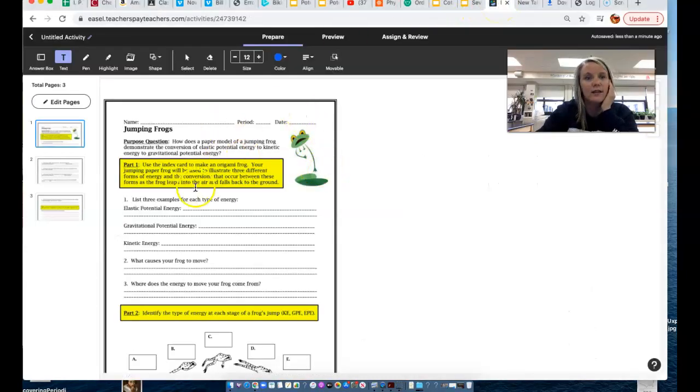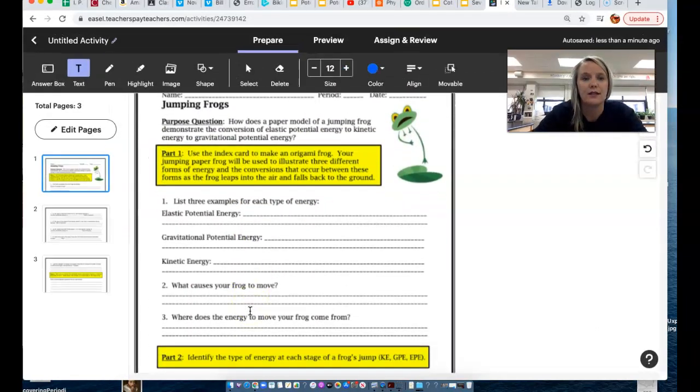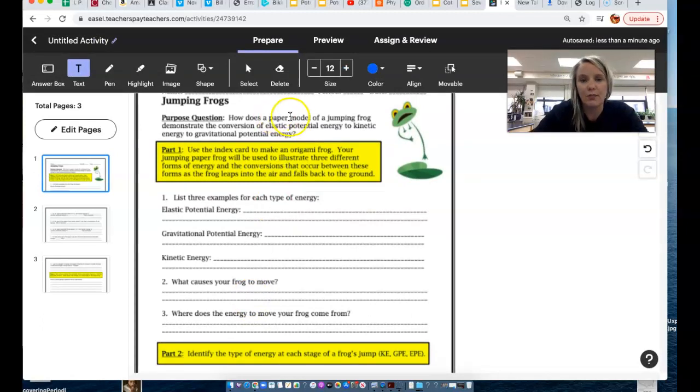All right, so it says here, let me see if I can make this bigger. Yes, I can. It says here, how does a paper model of a jumping frog demonstrate the conversion of elastic potential to kinetic energy to gravitational potential energy? Well, we've only talked about potential energy and kinetic energy, and so we've got to do some definitions here in order to get real clear on what the difference between elastic potential energy and gravitational potential energy is.